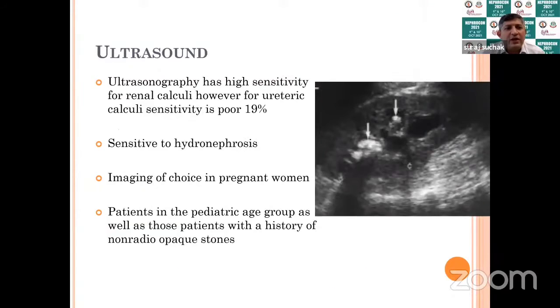Now, sonography will tell us about the upper tracts, whether there is any dilatation, and about the stone size. It is the modality of choice in patients who are pregnant. The sonography will always overestimate stone size.